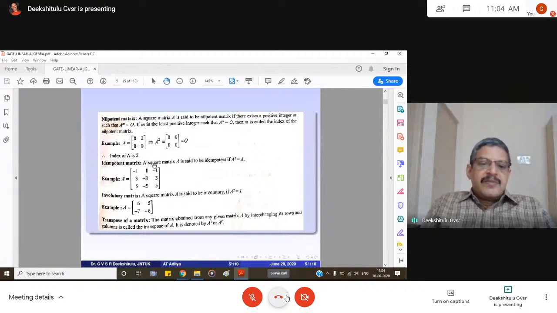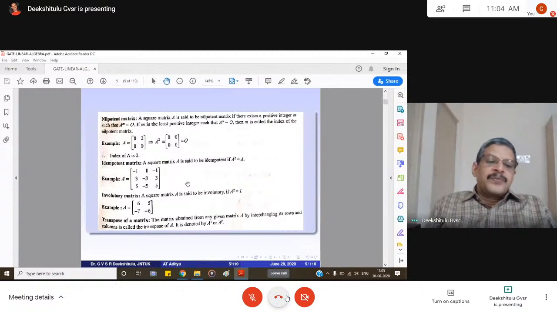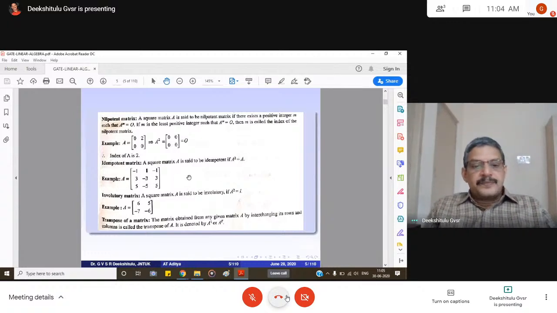Idempotent matrix. A square matrix A is said to be idempotent if A square is equal to A. If A square becomes equal to A, then it is called an idempotent matrix. If A square is equal to I, then we call it an involutory matrix.